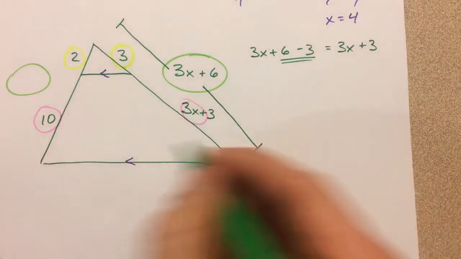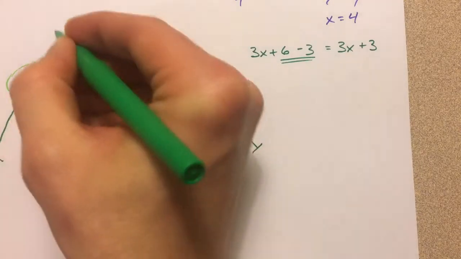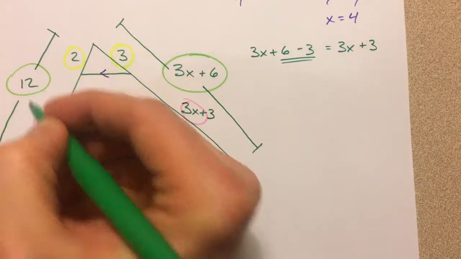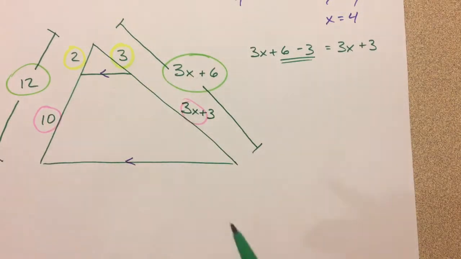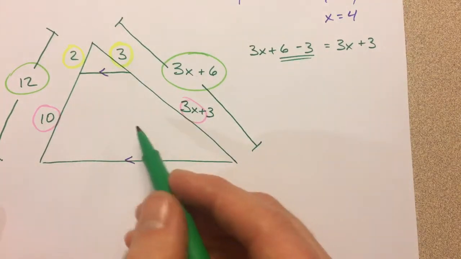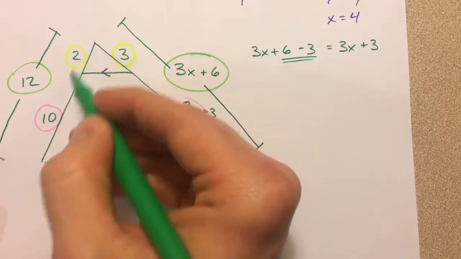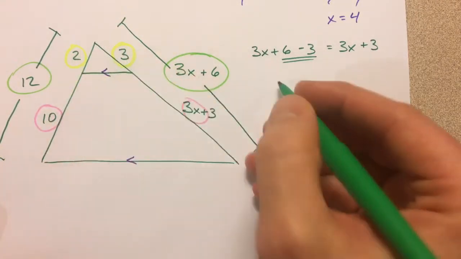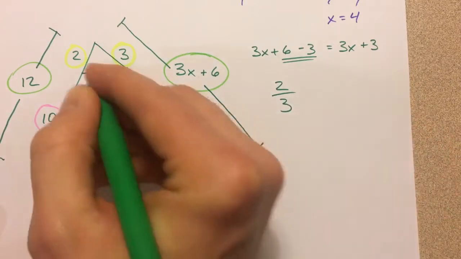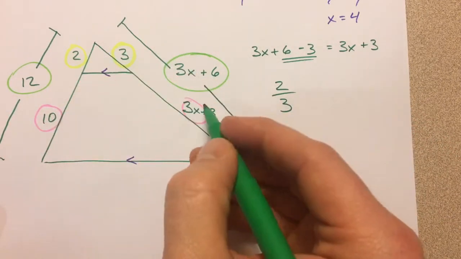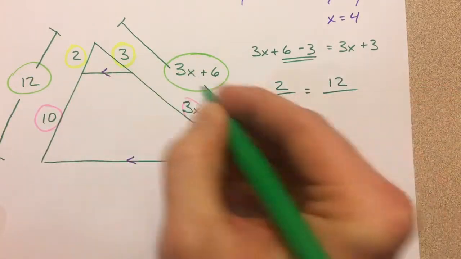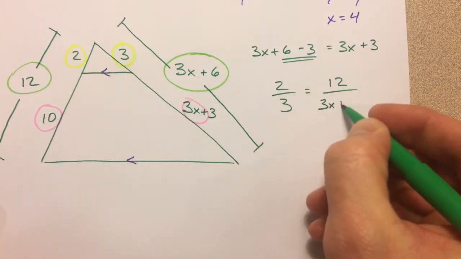Or the easier way, I think, is to find the total distance here, and that would just be 2 and 10 together, which would be 12. And so I'm going to compare the 2 compared to the 10. Sorry, 2 and the 12. You got our 2 compared to our 3, and then our 12 compared to our 3x plus 6.